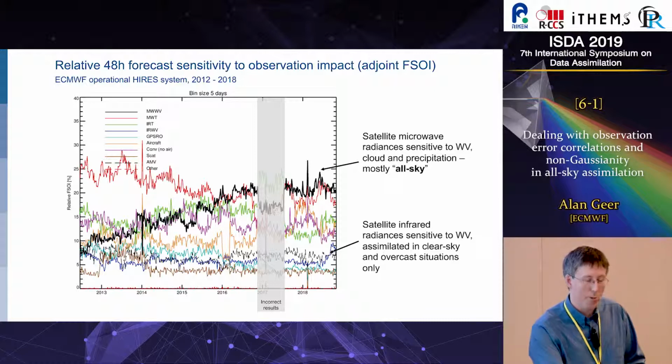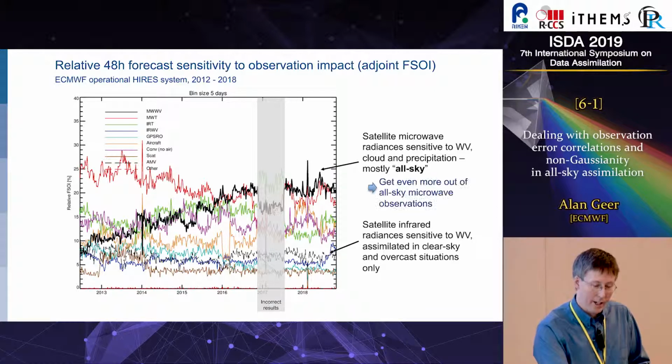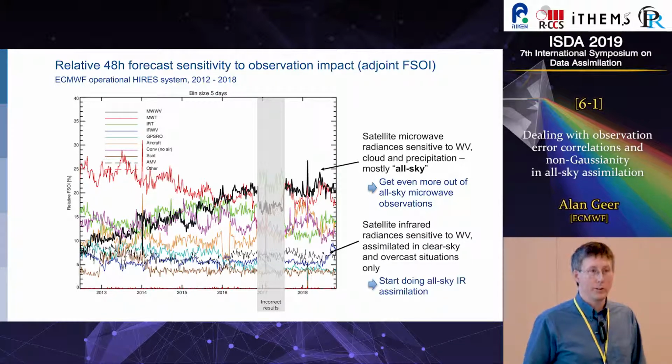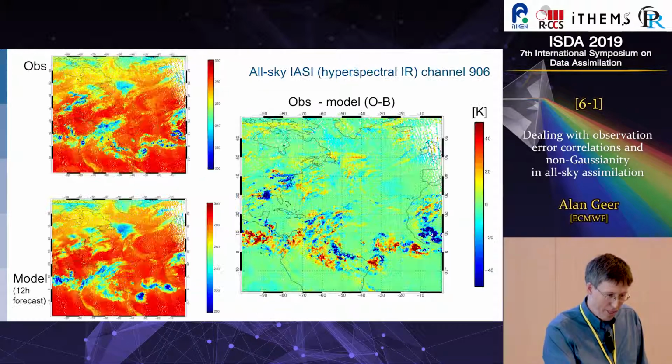So the context of these observation error models I'm presenting is first to get more out of this very influential observation type, which is the all-sky microwave, and also to try and start doing all-sky infrared assimilation. The reason we need correlated errors for that is to be able to deal with hyperspectral instruments, which are already using a correlated observation error matrix.